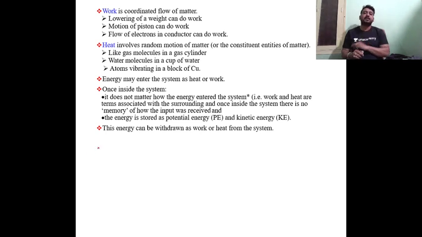Next, work is coordinated flow of matter. Lowering of a weight can do work. Motion of a piston can do work. Flow of electrons in a conductor. These things we have seen: electrical work, then shaft work. There are different kinds of work which we have gone through. Now heat involves random motion of matter, like gas molecules in a gas cylinder, water molecules in a cup of water, atoms vibrating in a block of copper. All these constitute the heat.